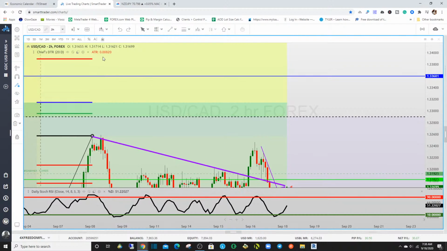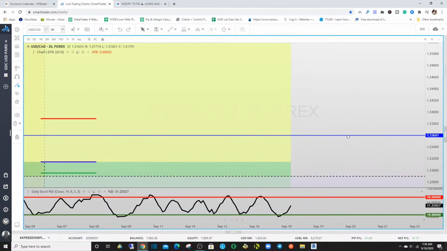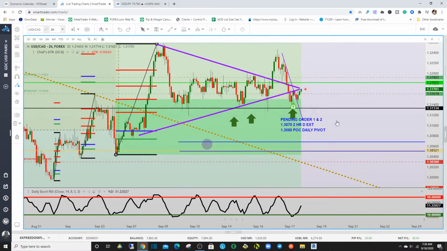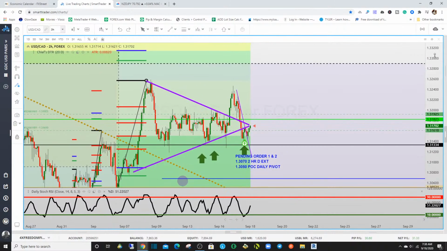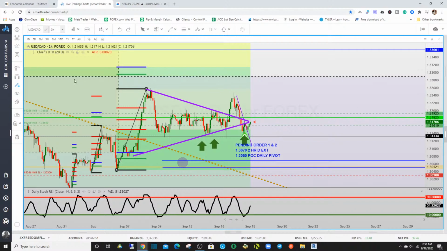First position will end up being the daily D extension at 1.3389. Second position will end up being at 1.3580, which is the point of control for the daily position. So it's about a 400 pip move toward the upside that I am interested in being able to go through. This is a swing trade for me.